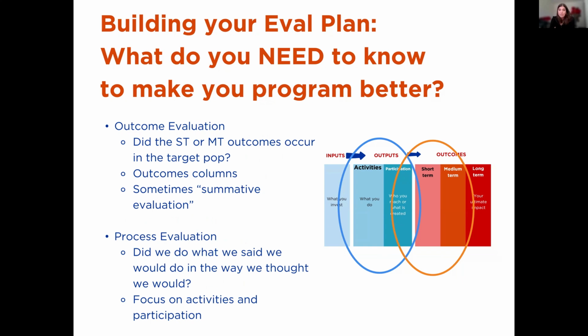So we have fancy names for these things, and we introduced them a little bit in our first session, but just to reiterate, when we think about things like outcomes, we usually refer to that as outcome evaluation. That's also part of a larger field called summative evaluation, where we're looking at what our programs actually did or what they achieved. So questions about did the short-term or medium-term outcomes occur in my target population or my beneficiary population or whoever I said I was going to create change in? And so I'm looking at those outcomes columns.